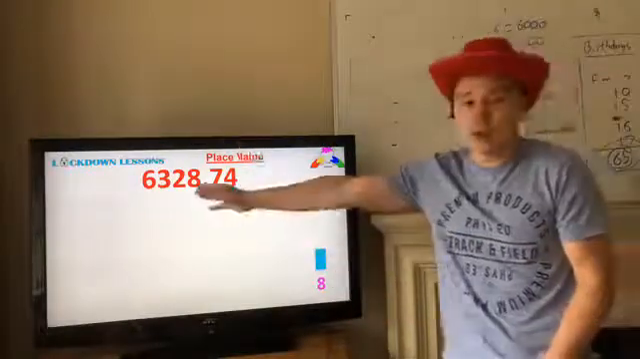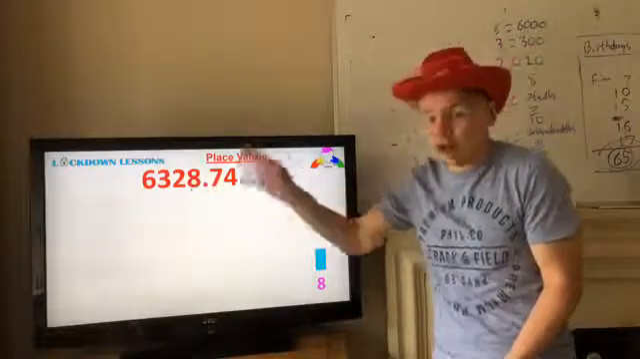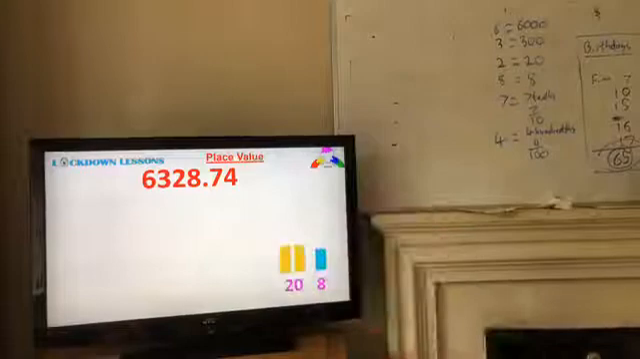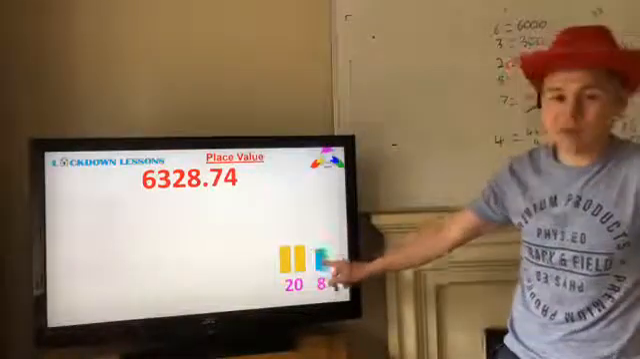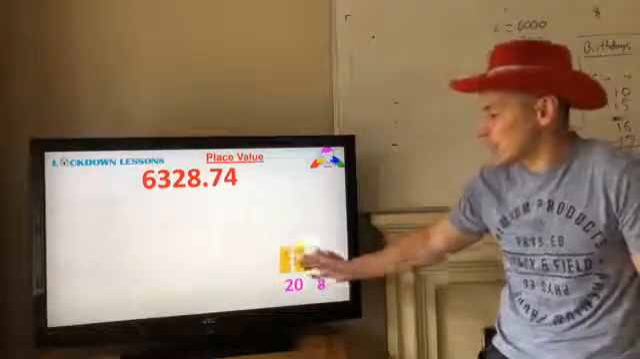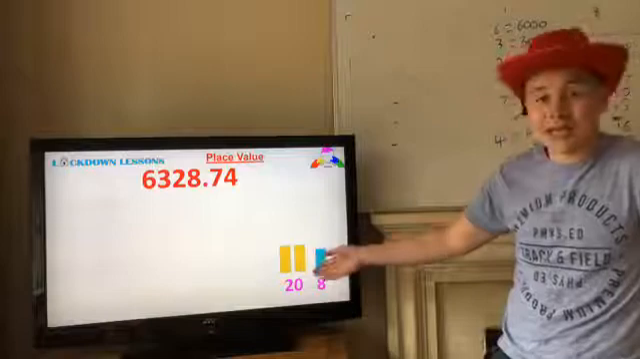Now let's look at the 2. Looking at it there, you might think the 2 is smaller than the 8, but it's not. It's much bigger. Let's have a look at this. Okay, we've got the 20 there. That is much bigger than the 8. Look at that, we've got 2 blocks of 10s. 2 tens gives us more than the 8, doesn't it?